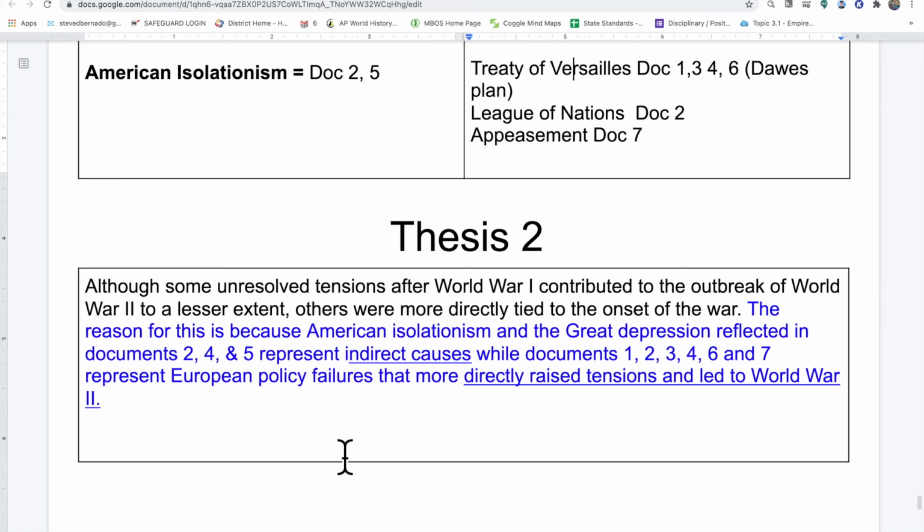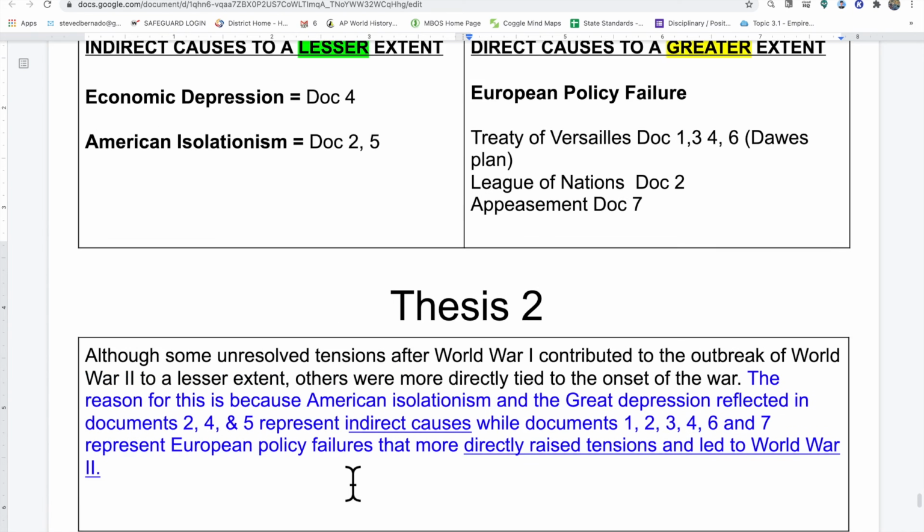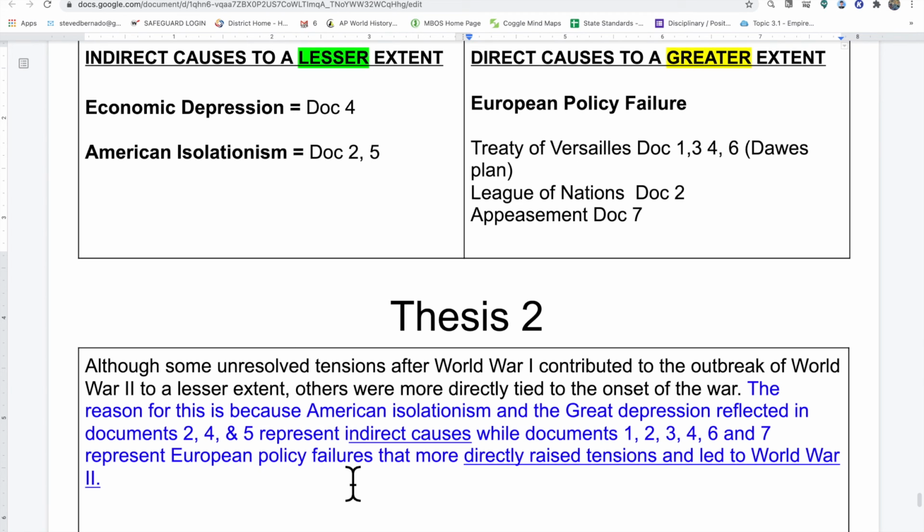Compare the SOAPs, groups, and thesis for Thesis 1 and Thesis 2 to what you have, and make the necessary adjustments to construct the rest of your document-based essay.